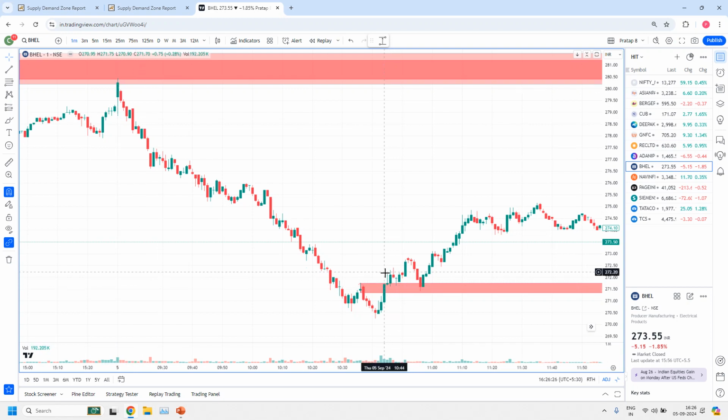Here we took the entry and here we booked the profit, and the entire trade was completed in 1.5 hours. And this is the way BHEL has given a profit of over 20,000. It has given over 10% ROI.